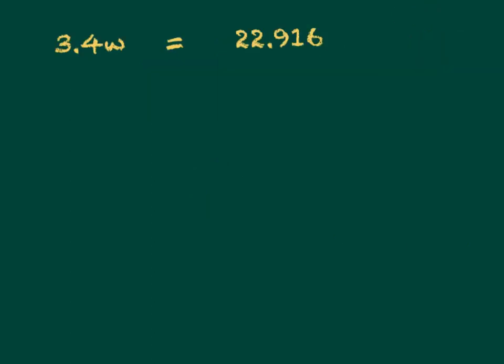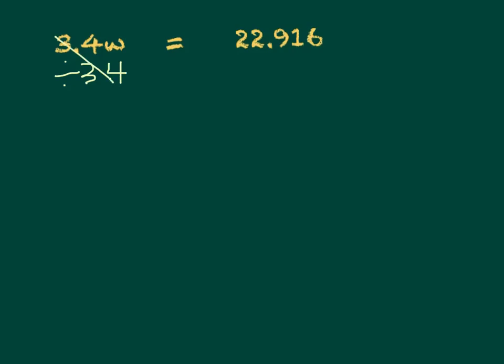For our last problem together, we're going to look at 3 and 4/10 W equals 22 and 916 thousandths. The first thing I notice is that with the number right next to the variable, that indicates multiplication. So in order to solve this equation, I'm going to need to start out by doing the opposite of multiplication, which I know is division. So I'm going to divide this side by 3 and 4/10.